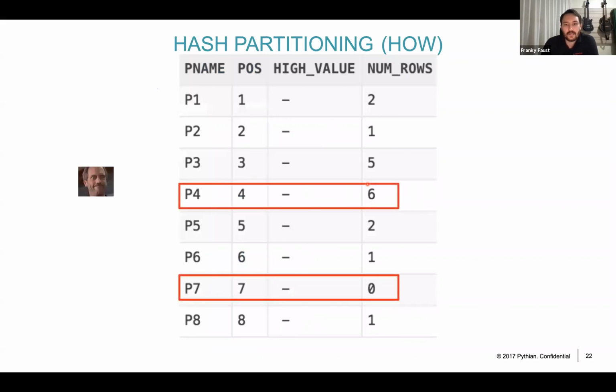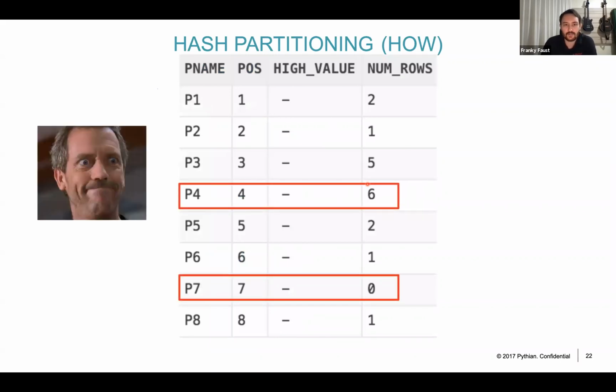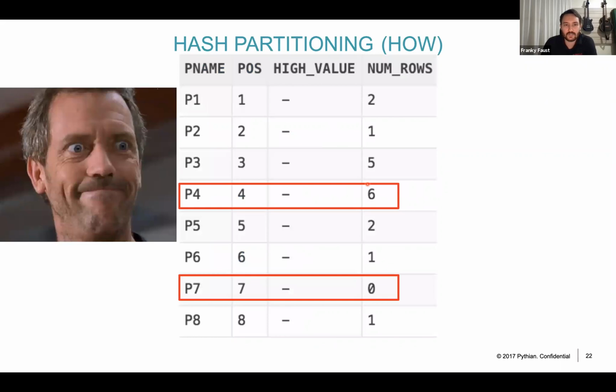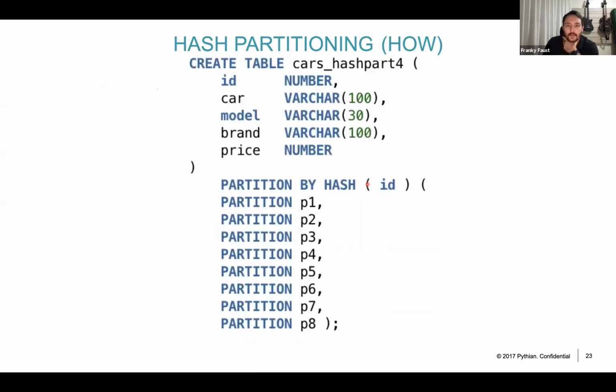Oh, come on, Frankie, again. 6 rows in partition number 4, 0 rows in partition number 7. Okay, guys, what are we doing wrong here?